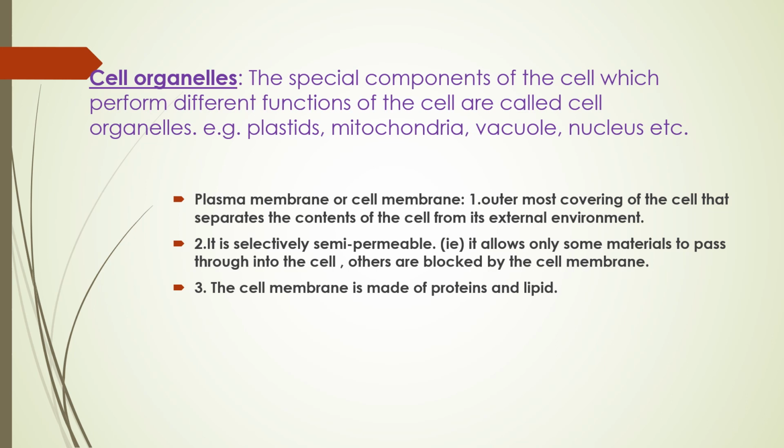We will have first a study on what is the plasma membrane. Plasma membrane or cell membrane is present both in plant cell and animal cell. It is the outer cover of the cell that separates the contents of the cell from the external environment. The plasma membrane is selectively semi-permeable. You must have learned this term in your last session. Selective permeability means it allows only some materials to pass through the cell, the others are blocked by the cell membrane. The cell membrane is made up of proteins and lipids.